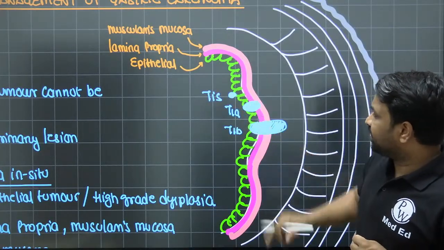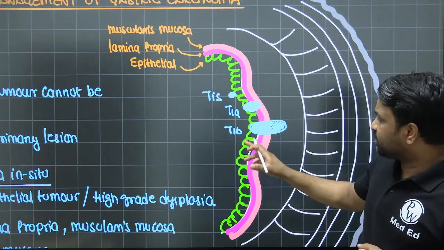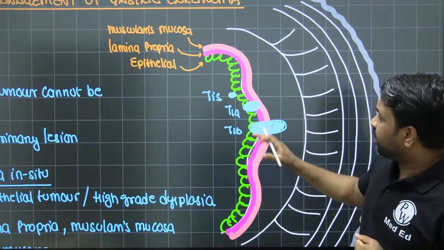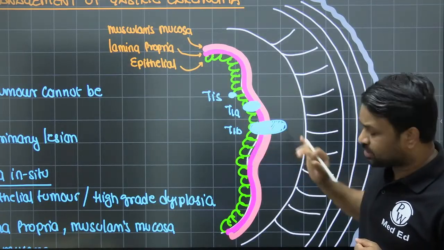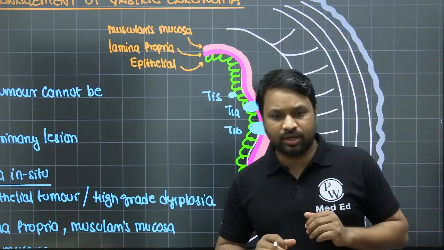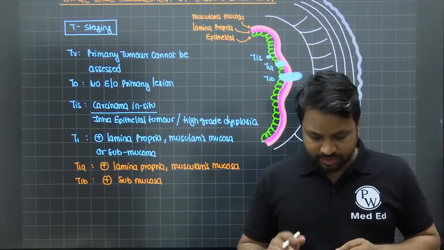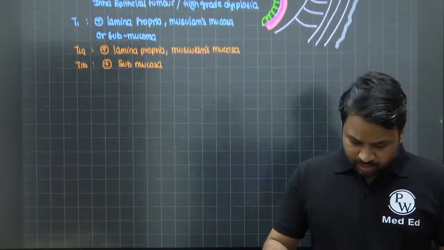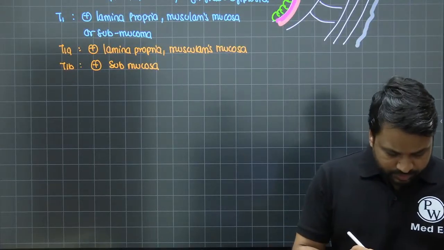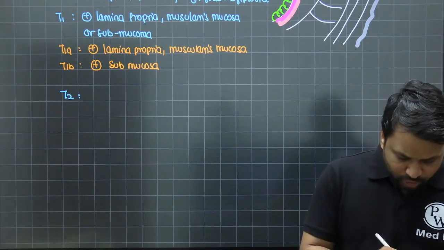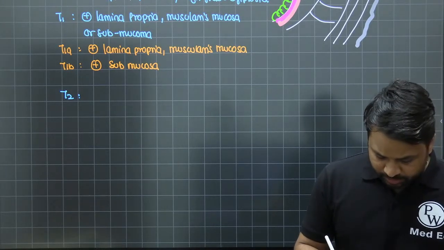Involvement of only epithelium is in situ high grade dysplasia. If it is involving all the way to the muscularis mucosa, it is going to be T1A. If it breaches and goes into the submucosa, it will be called a T1B disorder. Continuing on to the next component, you have T2. T2 is tumor invading muscularis propria.